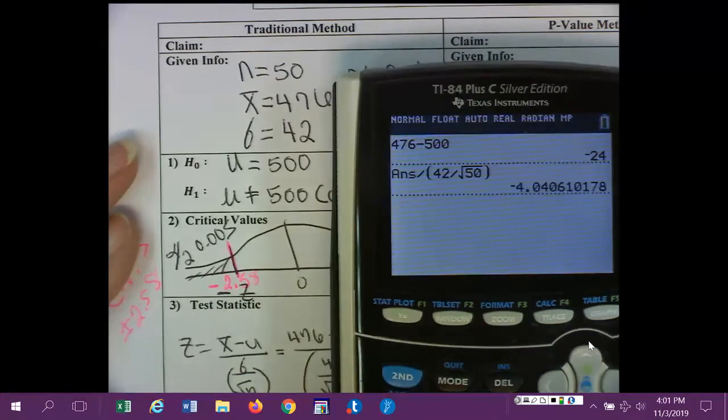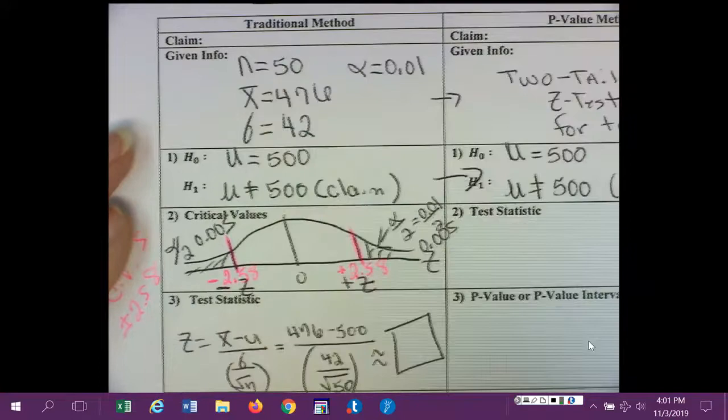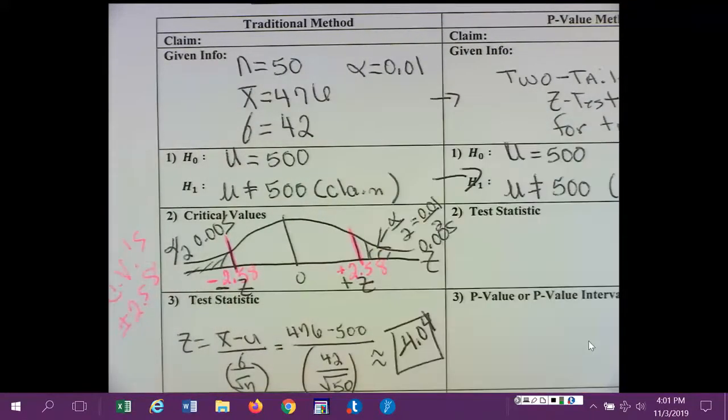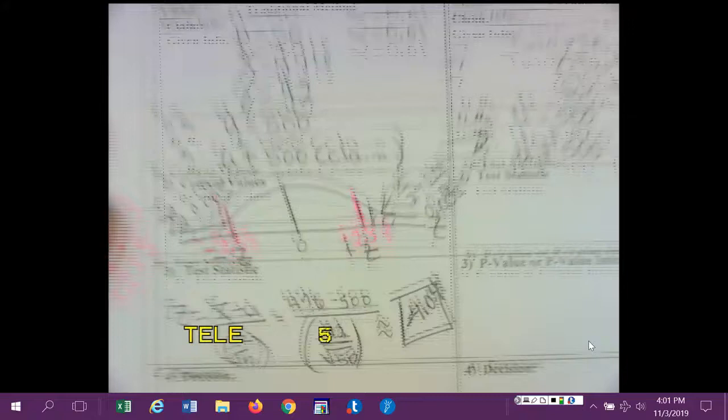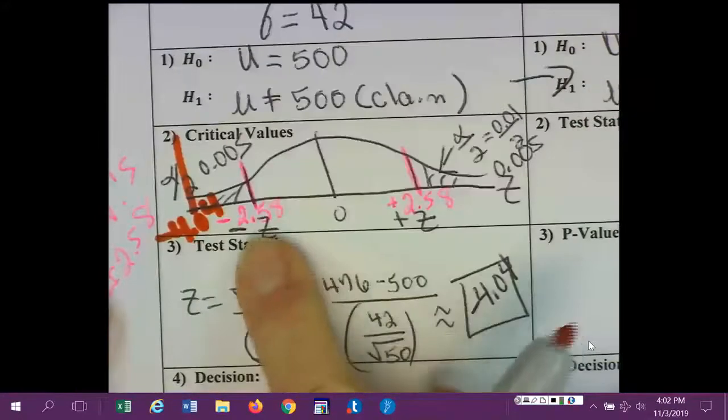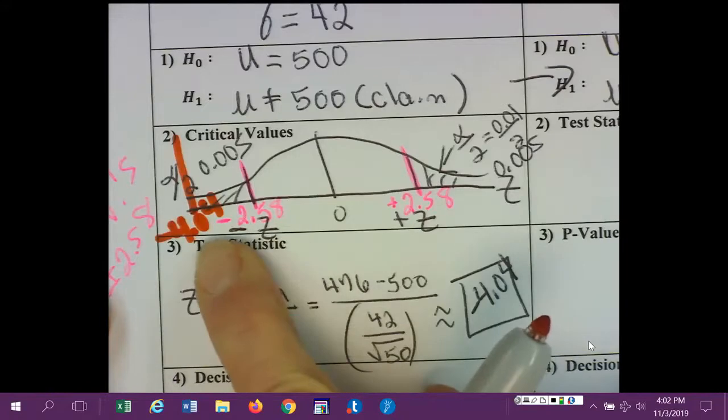Negative 4.04 is the test statistic. It's a pretty big test statistic there. Or excuse me, small test statistic. So, where does that negative 4.04 fall? Uh-oh. It is smaller than the negative 2.58 critical value, so it's in the left tail rejection region.